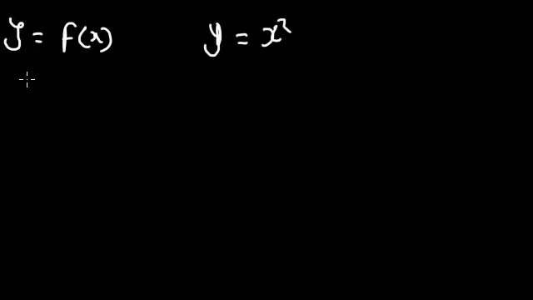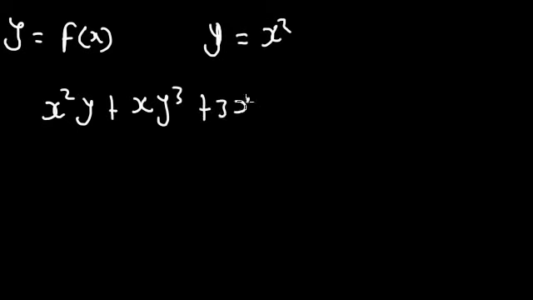So what are we saying next? Consider the kind of relation x squared y plus xy cubed plus 3x equals 0. As you can clearly see, in this relation, y is not equal to a function of x, but instead they are both attached together as a relation. In this kind of relationship, we say that x and y are expressed implicitly.